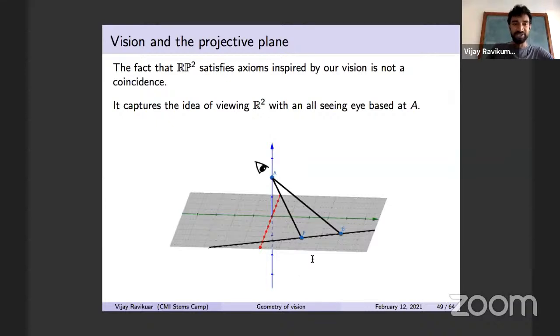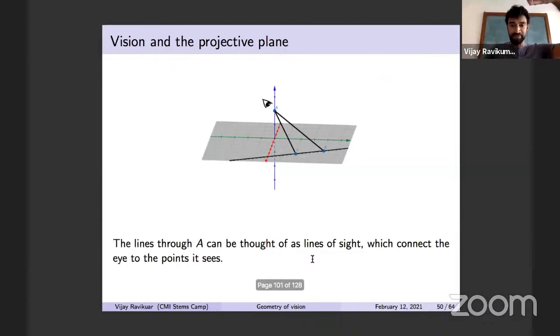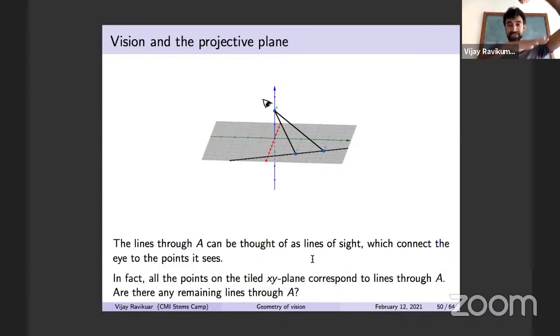But it's not a coincidence, because it really captures the idea of viewing the plane from an all-seeing eye based at that point A. In other words, the lines through A can be thought of as our lines of sight, which connect the eye to the points it sees on the floor below. So imagine that tiled bathroom floor, we're looking at it from above, and when we take a picture, we're basically looking at where our lines of sight are meeting that picture plane.